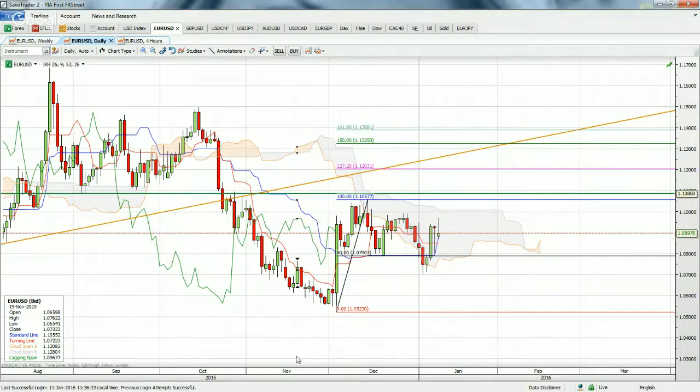I don't call a 100-point move lower in the euro dollar a fall. It's still making higher highs and higher lows. It hasn't reversed the trend. It hasn't given a reversal formation. Dips have still been bought into. I could see no reason why I would particularly want to sell euro dollar from current levels. I prefer to buy it, and that's exactly what we have done. So that's euro dollar.